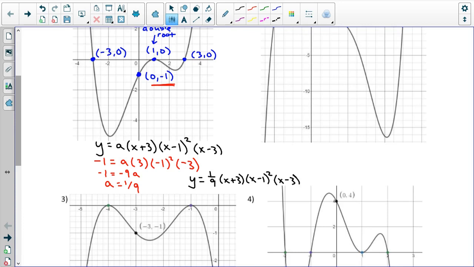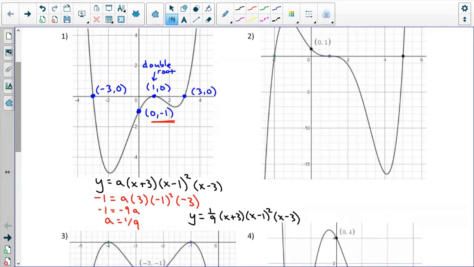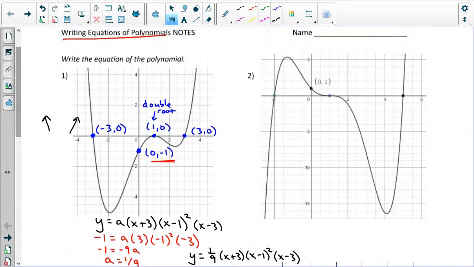(x - 3). Notice that the leading coefficient is positive and it is a fourth degree polynomial, which makes sense because the end behavior goes up in both directions like that.